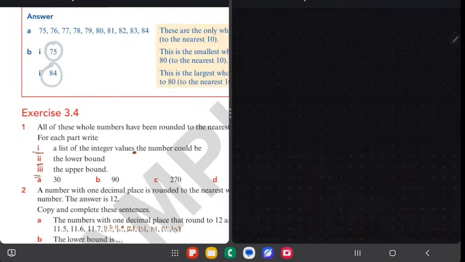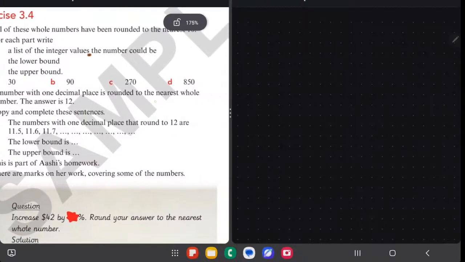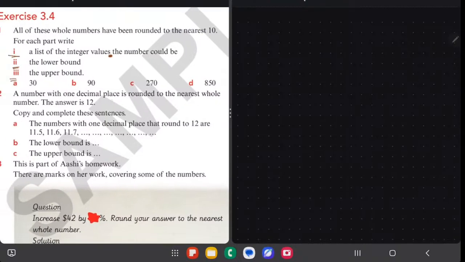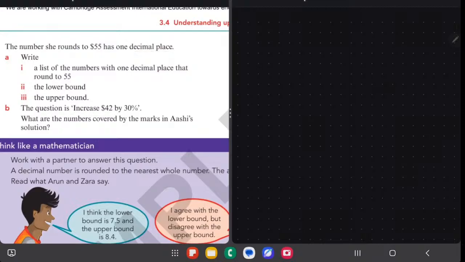It is this one, where they say a number with 1 decimal place is rounded to the nearest whole number. No, let me not do it like that. Let me do it when it's harder. She rounds 55. The number she rounds 55 to has 1 decimal place.